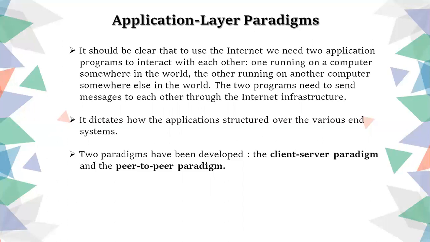One is running on a computer somewhere in the world, and the other is running on another computer. The two programs need to send messages to each other through the internet infrastructure. So we are exchanging information or data between two applications, host to host communication or process to process, with the help of switching, with the help of the network, internetworking. And one more thing, it dictates how the applications are structured over the various end systems through protocol layering, through certain rules we are using for connecting one end user to another end user.